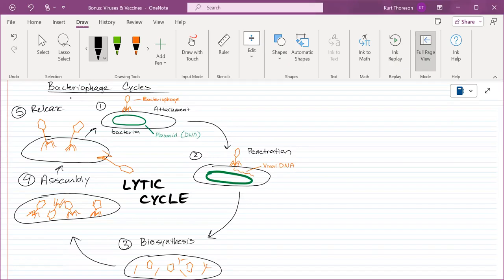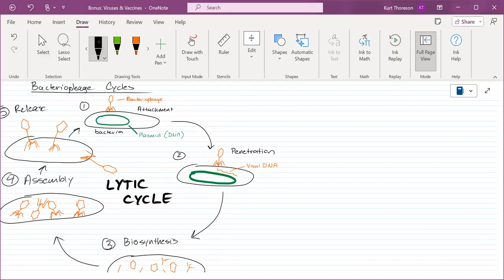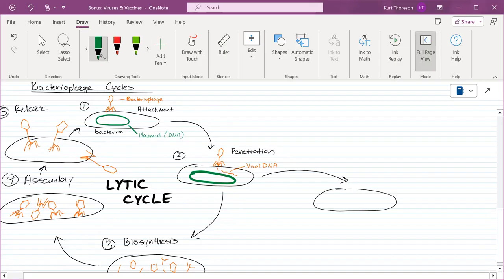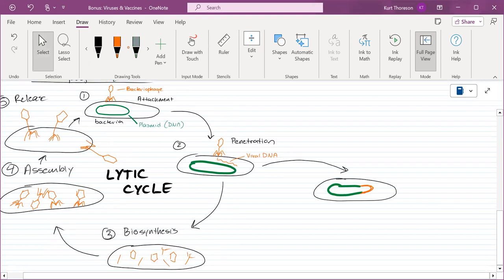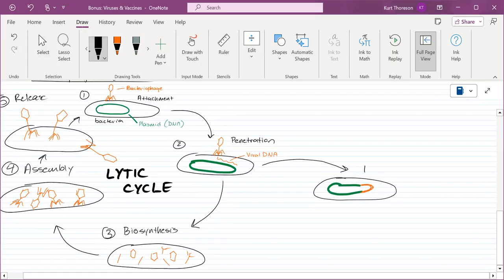All right. Now, I told you there's going to be a bonus step here. After step 2, branch off over here to the side. Here, the viral DNA is going to integrate with the host DNA. This stage is called integration. The viral DNA has now blended in with the host DNA.